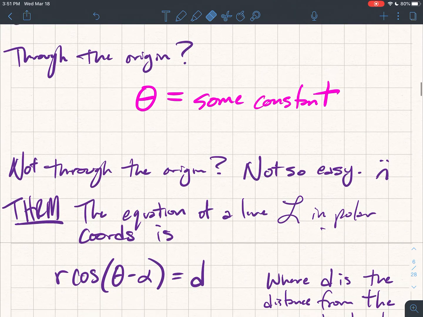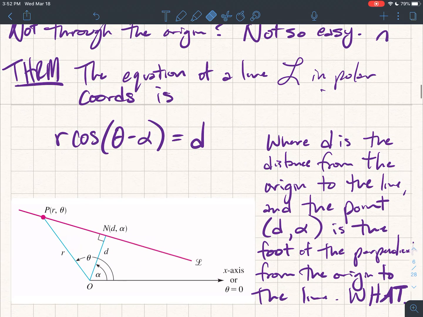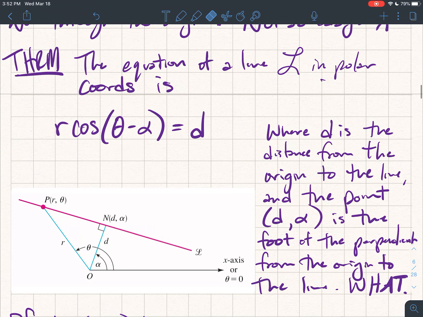So the formula is there. Here's a picture. So the equation of a line L in polar coordinates is r cos(theta minus alpha) equals d, where d is the distance from the origin to the line. Look at the picture where d is. And the point (d, alpha) is the foot of the perpendicular from the origin to the line. This is an instance where a picture is worth 1,000 words, so go ahead and take a second to find d and alpha in your picture.